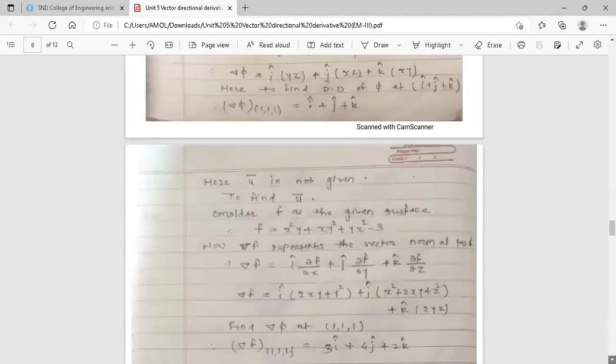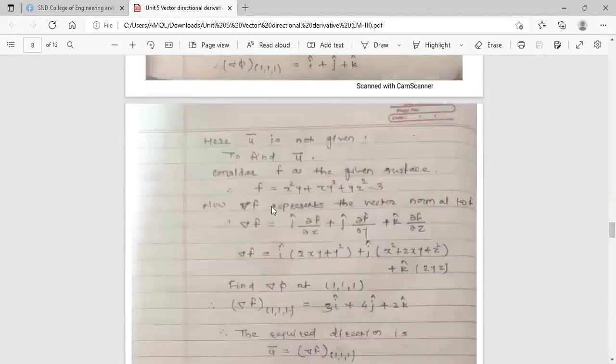Now here u bar is not given. In which direction are we going to find the directional derivative? To find u bar, consider f as the given surface. We have to find the normal to the surface. Let f equal x squared y plus x y squared plus y z squared minus 3. Shift the 3 to the left side, so that x squared y plus x y squared plus y z squared minus 3 is equal to 0. This is the equation of the surface. Now we are going to find the normal to this surface. Del f represents the vector normal to f.